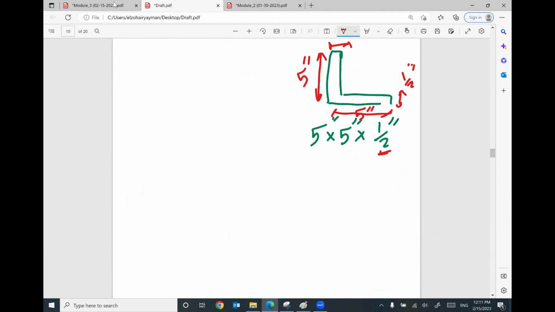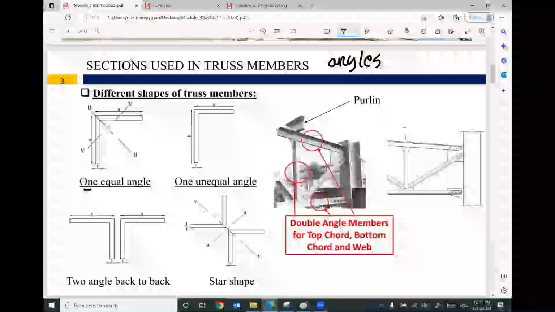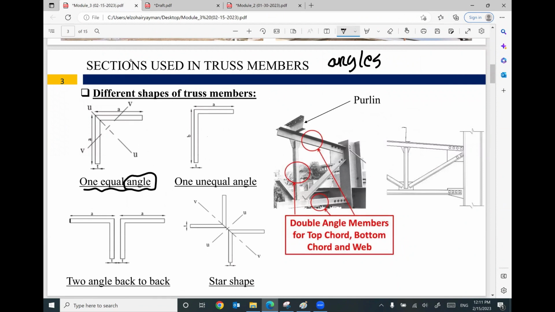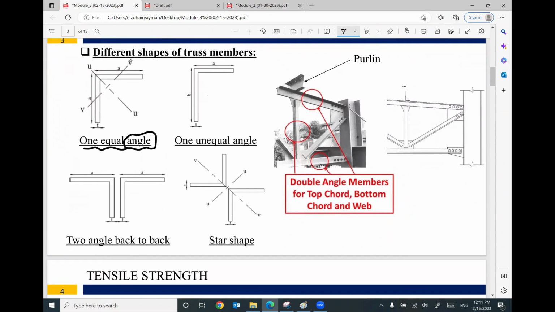Sometimes it's only one angle. Sometimes it's a double angle. It's called double angle, back to back. Back to back means this back of this leg is parallel to this back of this leg.